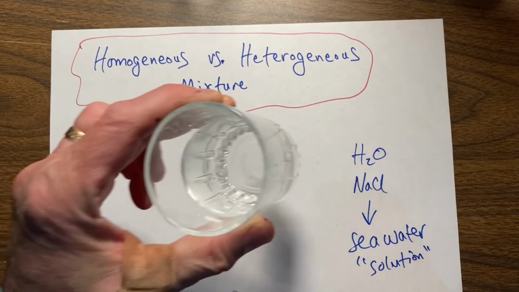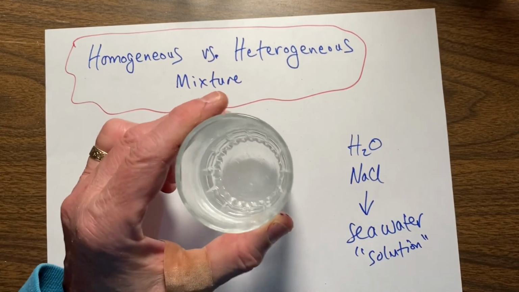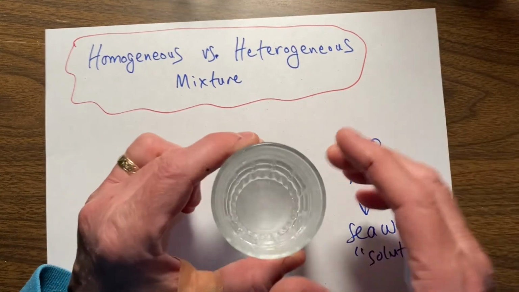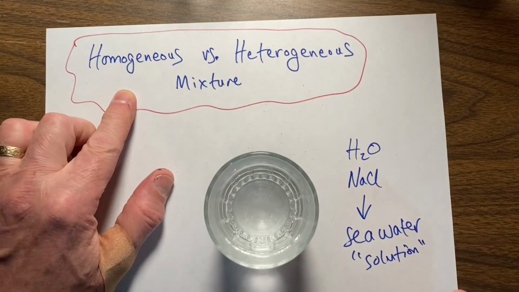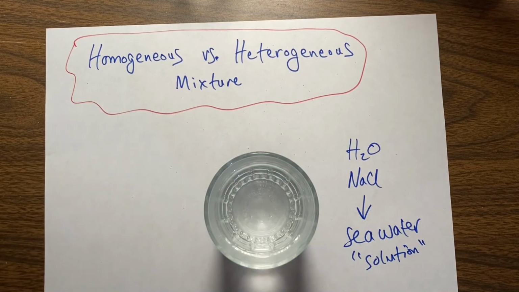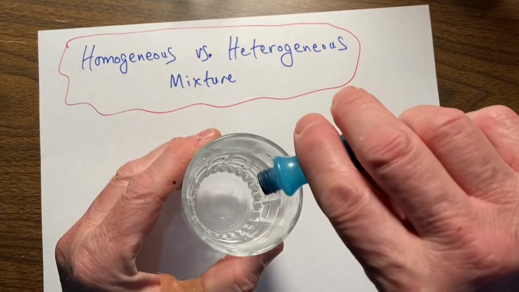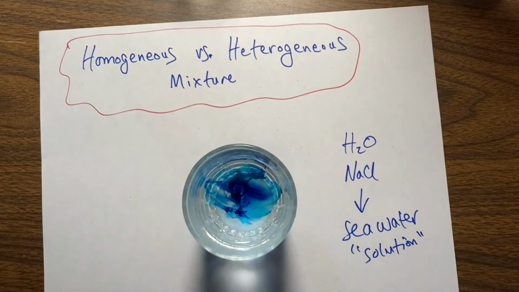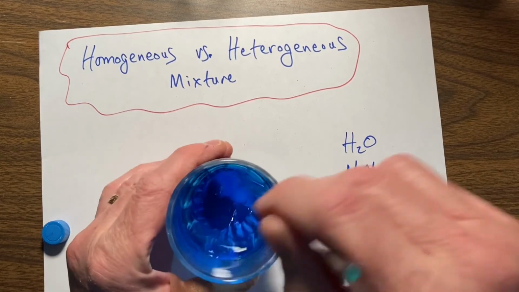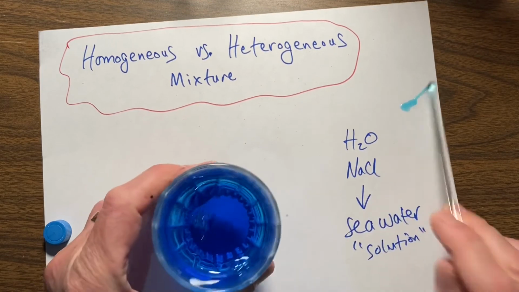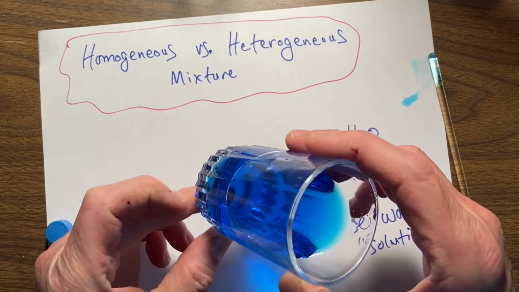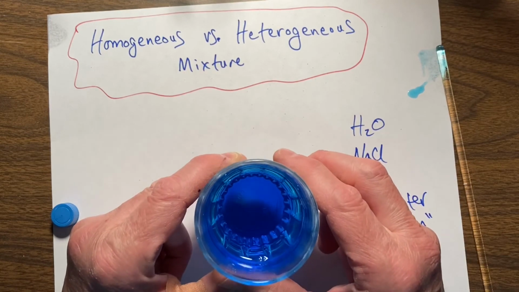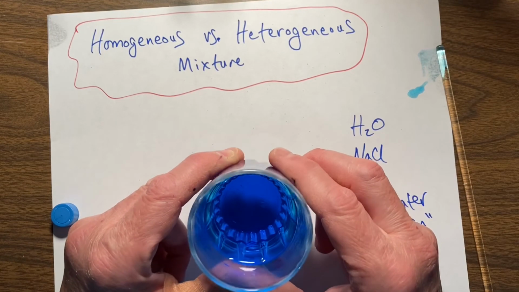It still looks like water. So I can't tell salt water apart from water. So the appearance is uniform. I have a homogeneous mixture. I can also make a homogeneous mixture just by adding a drop of food coloring in. One drop of blue food coloring will turn this into blue salty water, but I can still see through it, so it's clear and it's still considered a homogeneous mixture or a solution.